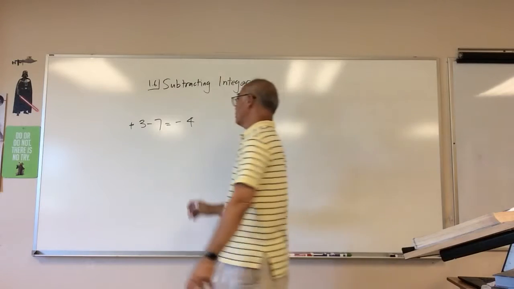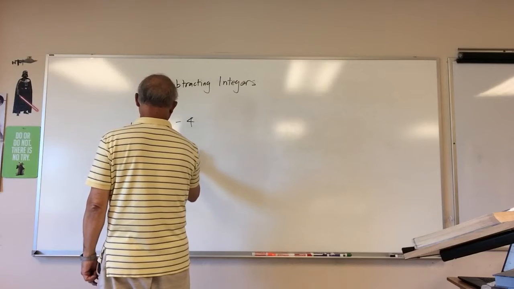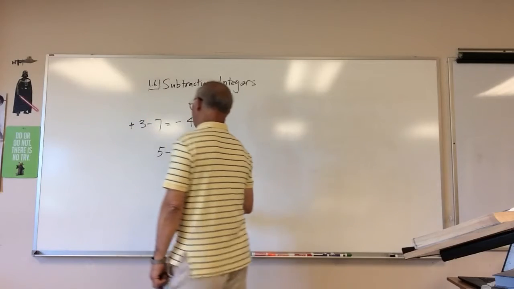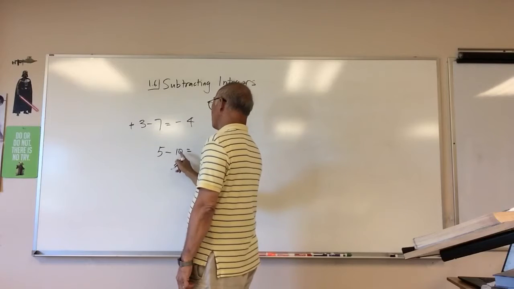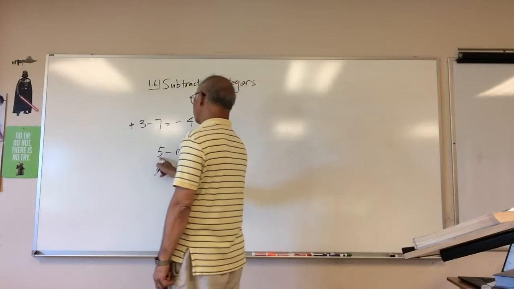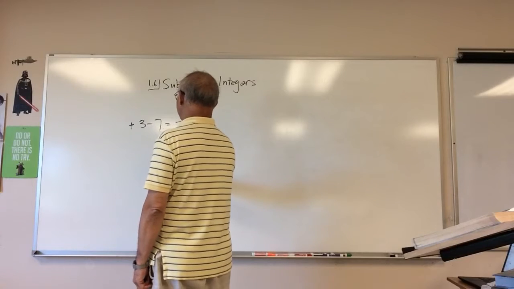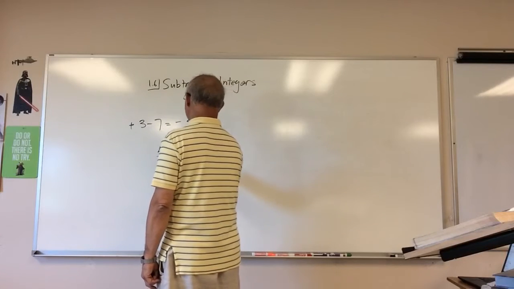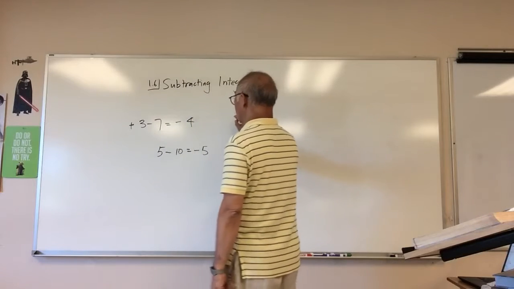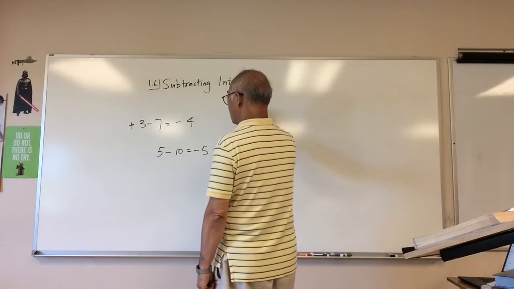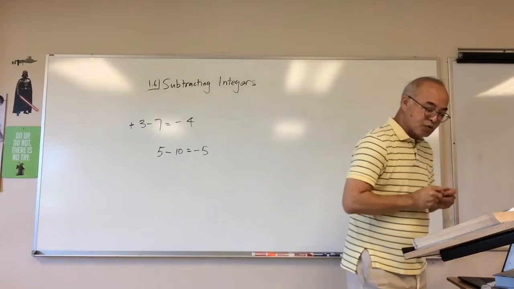Okay, so let's say I had 5 minus 10. Again, I have a positive and a negative here. So I'm going to subtract 5 from 10, so I get 5. This is the positive one, this is the negative one. The negative one is larger. So that's how we would work it. Okay? So that's how you subtract integers.